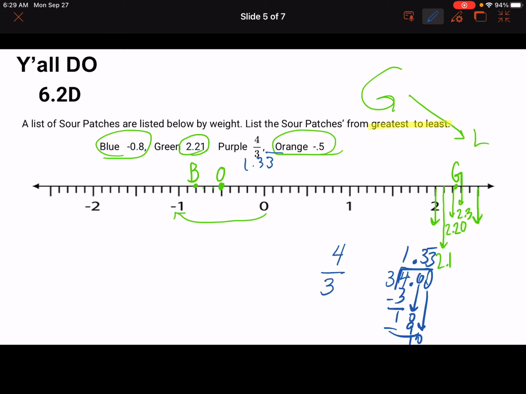So I know this is 1.5, 1 and 1/10, 1 and 2/10, 1 and 3/10, 1 and 4/10. So I know it'll be right there in the middle. And this is purple. Remember, we're going from greatest to least. So we're going to go from right to left.